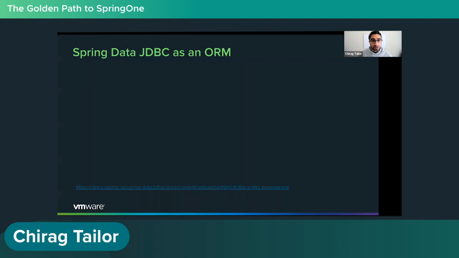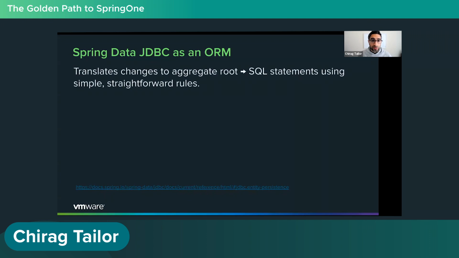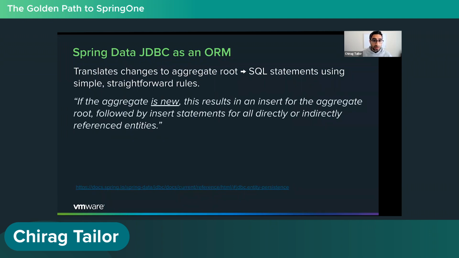Spring Data JDBC is designed to be a simple ORM that does not offer many of the complex features of JPA, such as caching and lazy loading. As a result, the rules it employs to translate changes to an aggregate root into a set of SQL statements is conceptually very straightforward. If the aggregate is new, this results in an insert for the aggregate root, followed by insert statements for all directly or indirectly referenced entities.